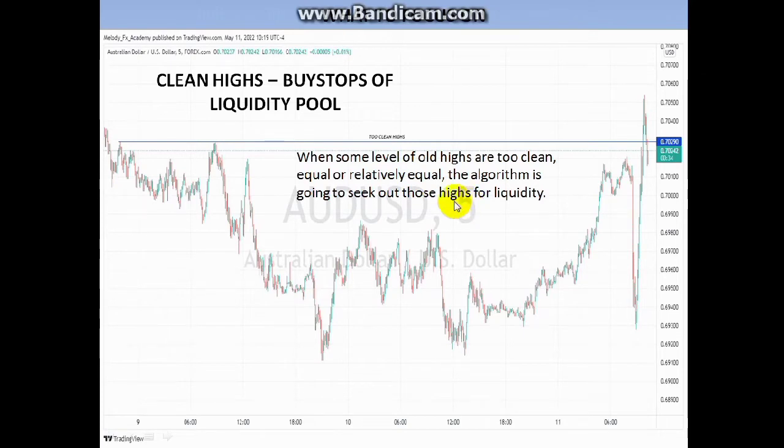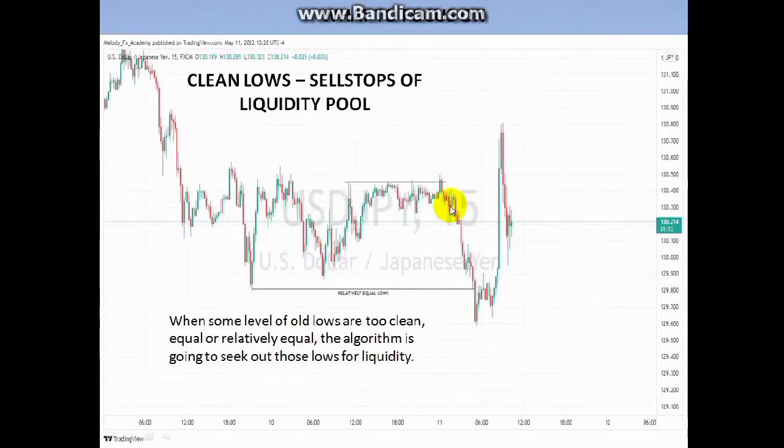Our next level of focus is going to be on clean lows. Whenever we see clean lows or relatively equal lows, as in this case, we should expect the algorithm to seek liquidity resting below those old lows. So these highs are way too clean, and the algorithm is going to reprice to those levels and seek liquidity resting below those old lows.